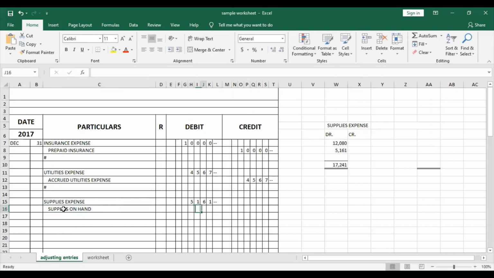We have a credit of supplies on hand to recognize that the one recorded on your unadjusted trial balance of supplies on hand is overstated. Sobra siya. Overstated siya. So, kung sobra, kailangan natin bawasan. Since supplies on hand is an asset account, for it to decrease, kailangan natin ilagay yan sa credit side. Now, this is our entry for transaction number 3.